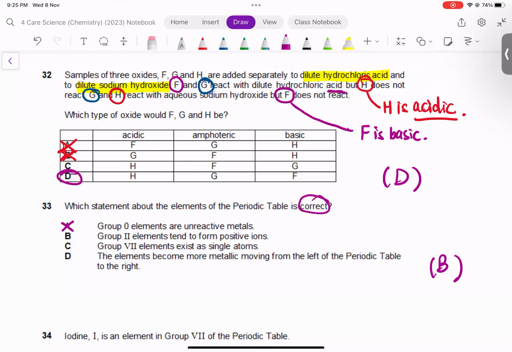If you read group 0 elements are unreactive, it's correct, but they are not metals. Group 0, they are all non-metals. They are all noble gases. Next, group 7 elements exist as single atoms. Also wrong. They are diatomic molecules. Right? So like Cl2, F2, I2, group 7, they are all diatomic molecules. And finally, the last statement, the elements become more metallic moving from the left to the right. Wrong. They become less metallic.